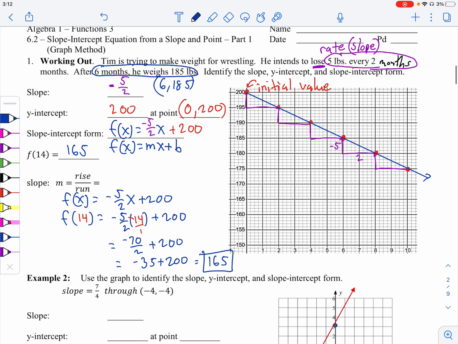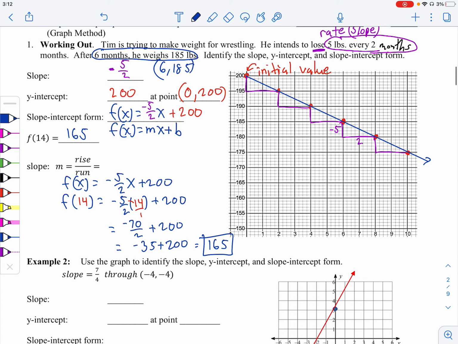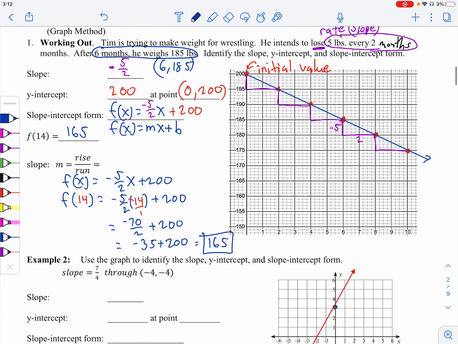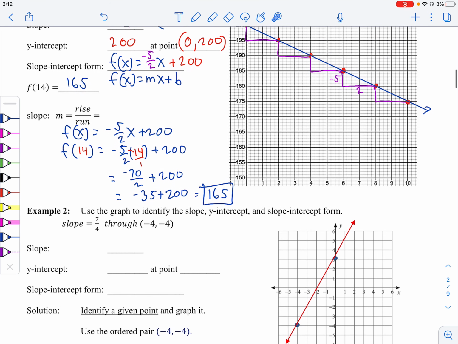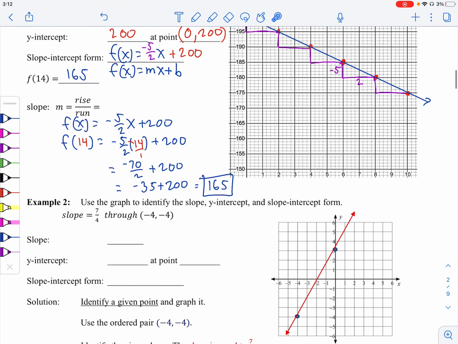Okay, so that's how we use this rate of change here and our initial value. So given that point, our data point, we start there. We use our rate, whatever our rate or slope is, given, losing 5 pounds every 2 months, and then we can use that to find our initial value. So we started with 200, so we can have our equation and use our function notation to find that value that it's asking you to find.